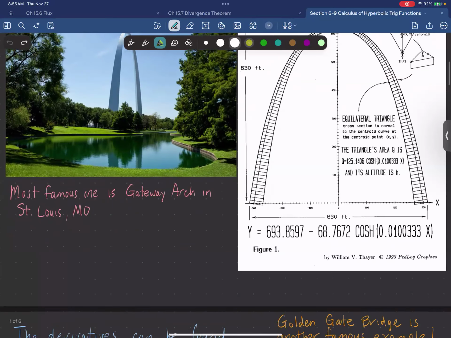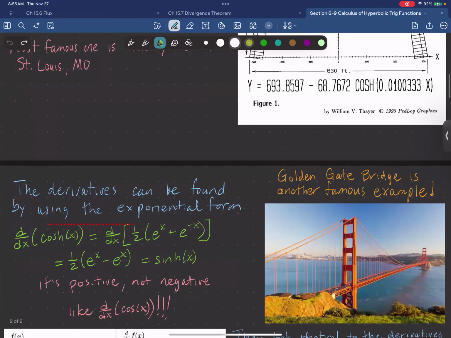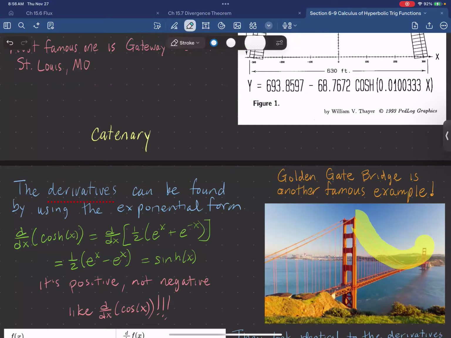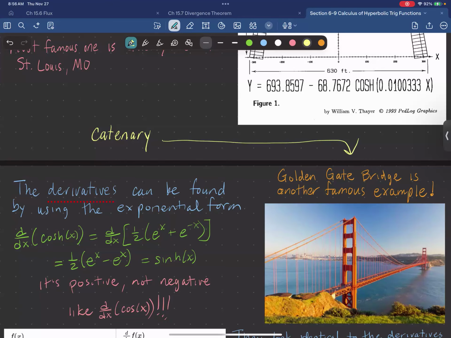There are other ones you see in real life, though. The Golden Gate Bridge. The curve right here of the cables is called a catenary. And there's lots of versions of it like that. So maybe I'll put an arrow here showing that catenary. They show up in real life.